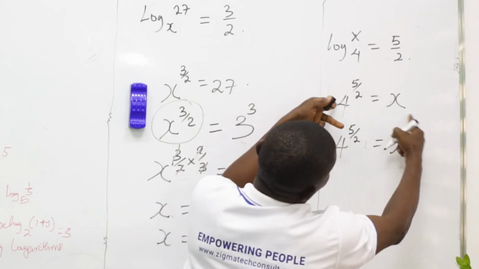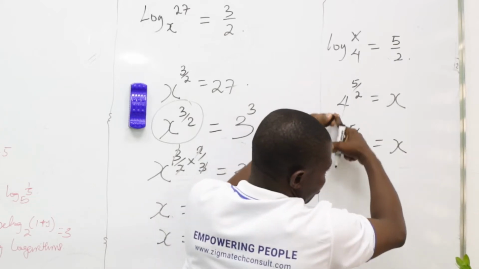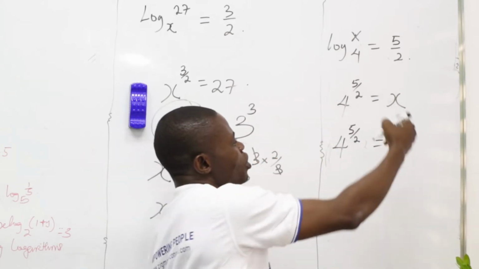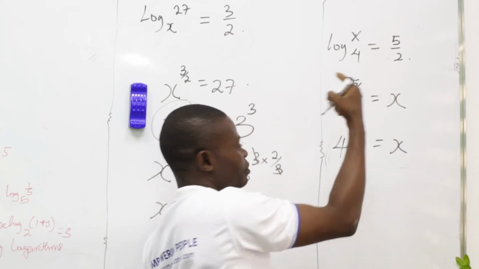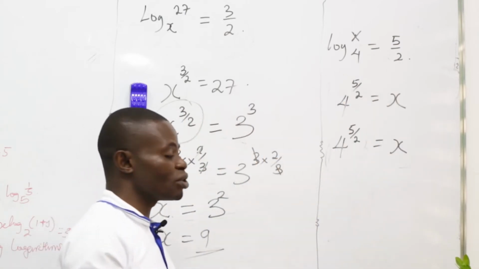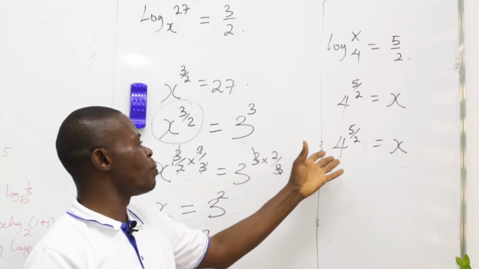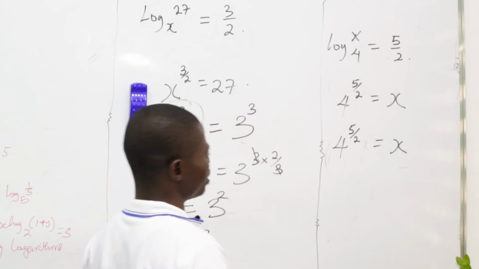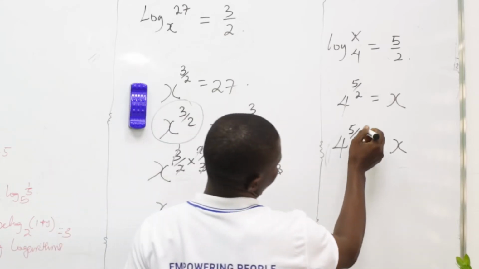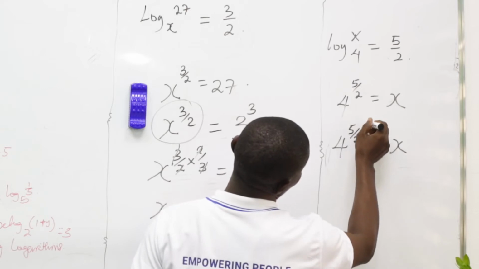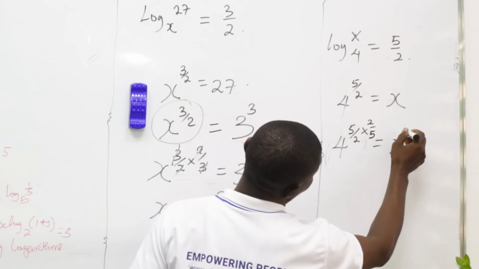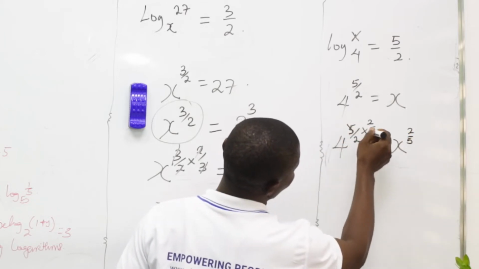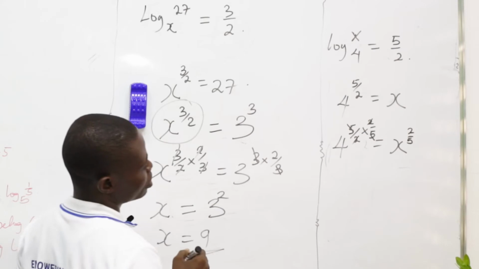If you watch this relation, this is a number, while this is a variable. They are not the same. And if you watch the power, this is power 1, while this is power 5 over 2. They are also not the same. So what do you do at this point? You are going to invite the multiplicative inverse law by saying multiply by 2 over 5 equals 2 all over 5. This will cancel this. This will cancel this.